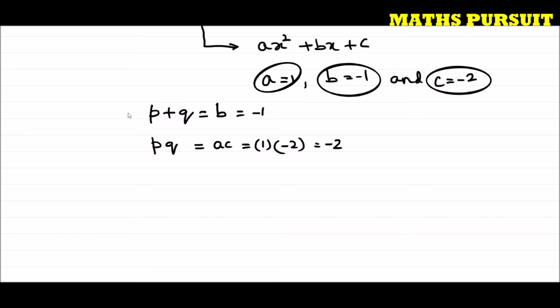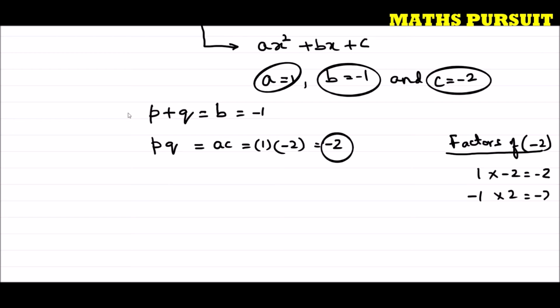Now I can write the original polynomial in this way. Some more steps are there. We need to find out the factors of minus 2. We have already found out the factors of minus 2, which is 1 into minus 2 is equal to minus 2, or minus 1 into 2 is equal to minus 2.